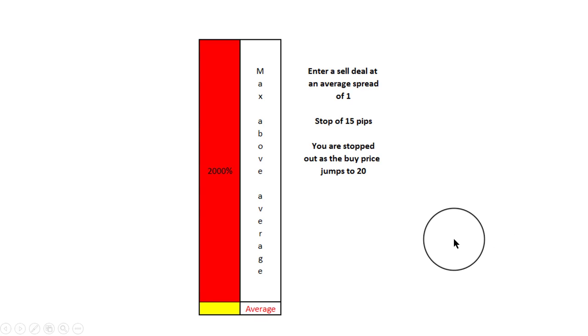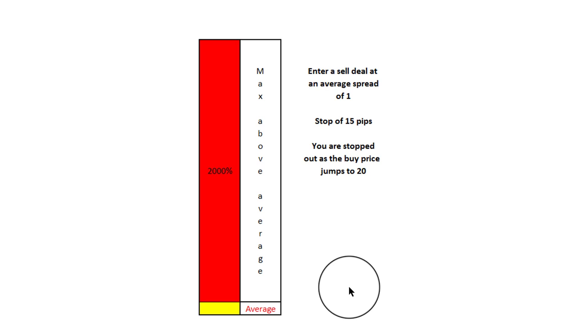Now, you'll see that sometimes a broker will move the spread 2,000%. That's 20 times the normal spread. So if the spread was 1, it could go to 20. It could even go much higher than that. But this is just an example, and we'll see that this is not just an example, it's a reality. And this is what happens, and what traders don't measure and they don't know about.